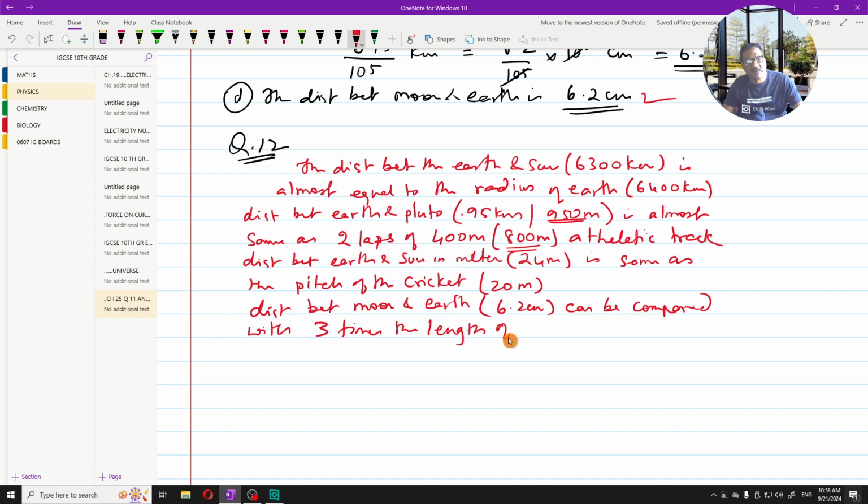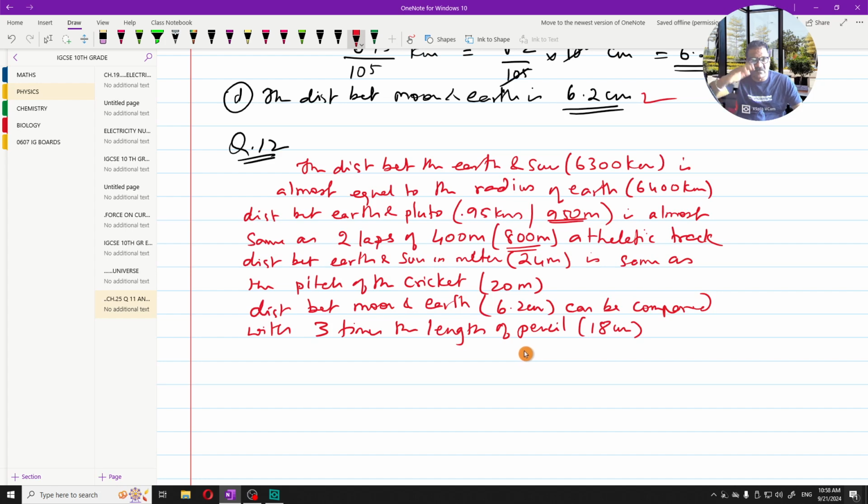Normally the length of a pencil happens to be 18 centimeters. So this distance between moon and earth, which was 6.2 centimeters, is roughly one third the length of the pencil. The distance between the moon and the earth will be less than even the pencil. The pencil will be 3 times bigger than the distance between the moon and the earth. So this is how you can answer this question number 12.